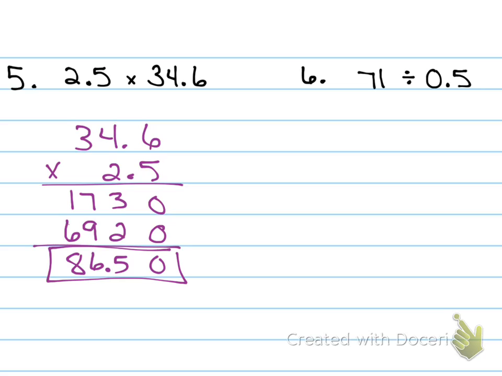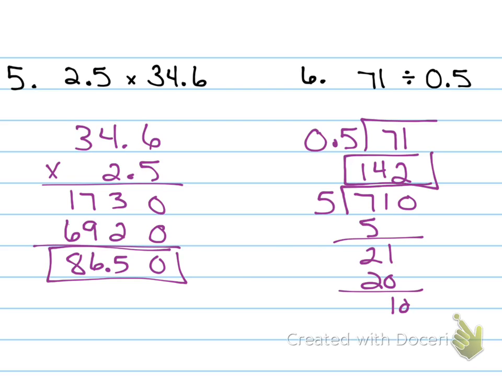All right, on number 6, when I divide, 71 is our dividend, 5/10 is our divisor. What do I have to do first? Move that decimal. So what happens to the dividend? I need to add a 0. Very good. So I rewrite it, and my answer is 142. All right, very good. Make sure you're keeping track of the questions you're getting right.